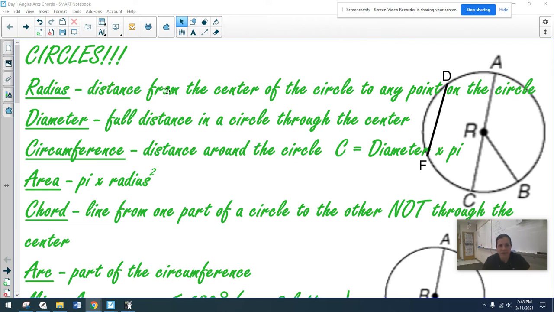Radius, radius is from the center to the circle. Like AR. Diameter is the full distance, but it has to be through the center. Like AC. This is not a diameter over here, DF. It does not go through the center. So AC is a diameter.